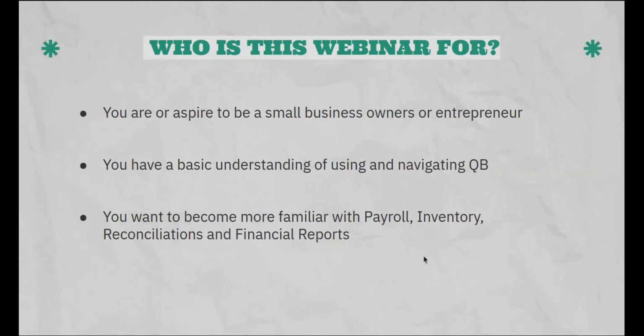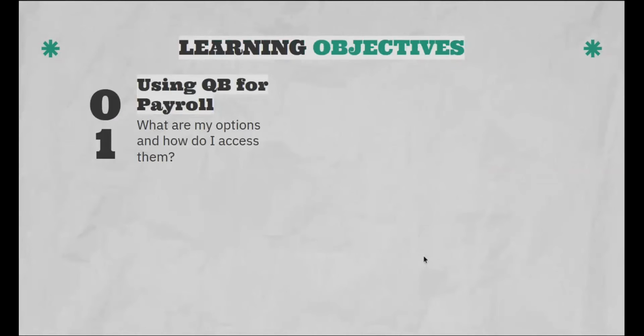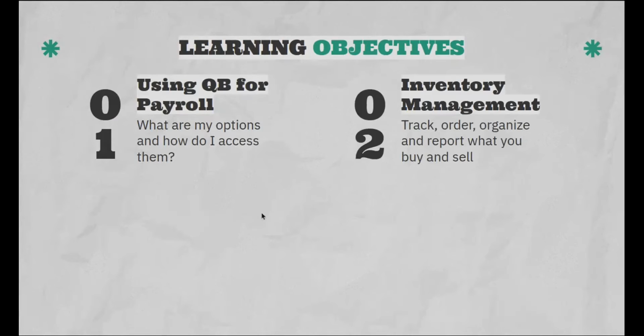With that, I'll bring us to our learning objectives. Learning objective number 1: we'll be using QuickBooks for payroll. What are your payroll options? How do you access them if you're going to be using payroll for QuickBooks? Learning objective number 2 is inventory management. We'll also review third-party applications, but essentially if you're dealing with inventory, how do you track, order, organize, and report what you buy and sell? We'll be covering that.